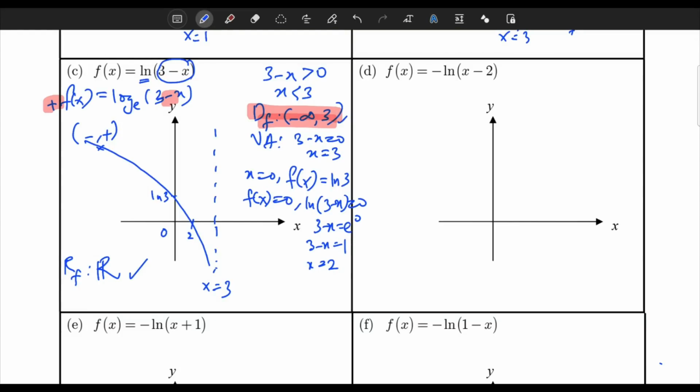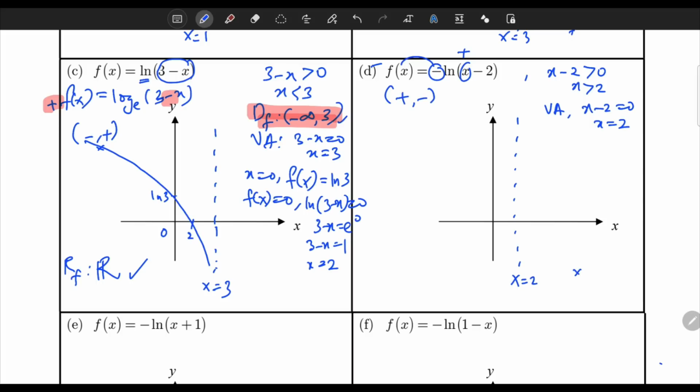Let's look at D. So we have f(x) equal to negative of ln(x minus 2). So x minus 2 greater than 0, so x greater than 2. So for vertical asymptote, x minus 2 equals 0, so x equal to 2. So find your x equal to 2. So this is your x equal to 2. So you look at the x here. This is positive. So this is negative. So positive, negative, somewhere here. Okay, so that's the asymptote.